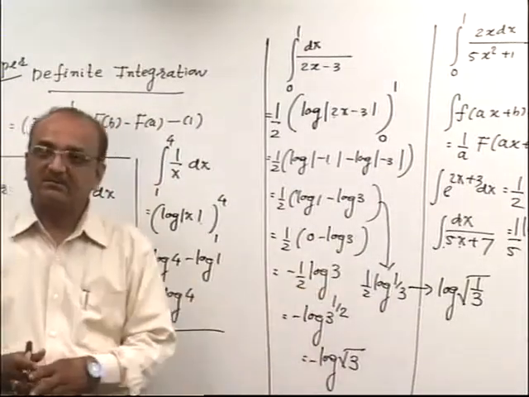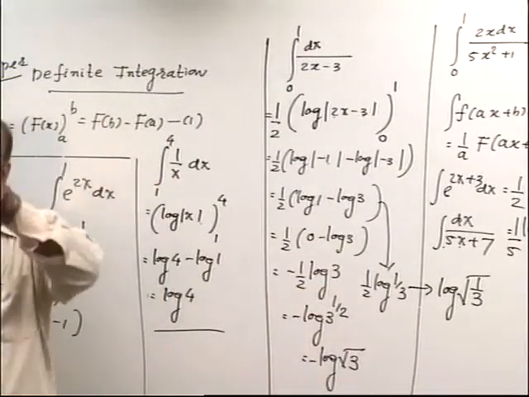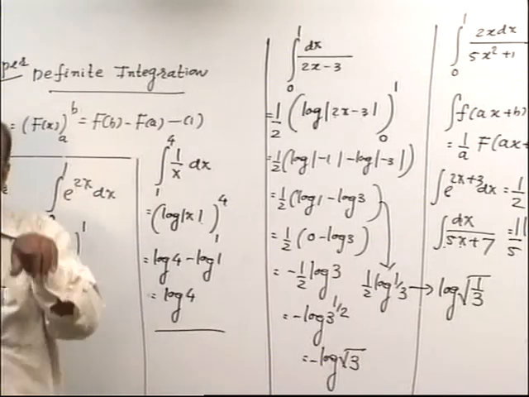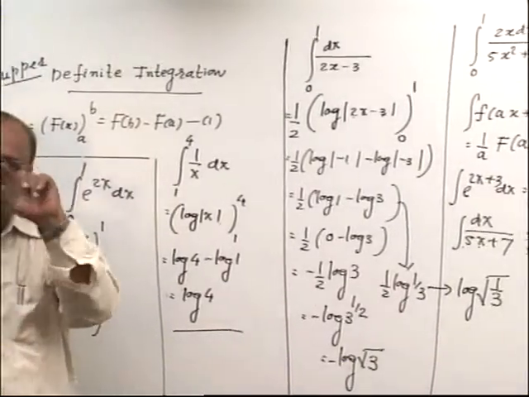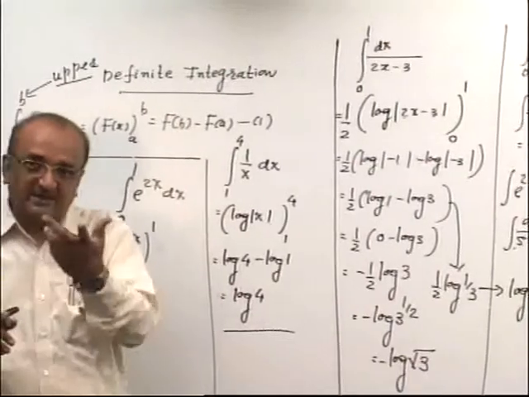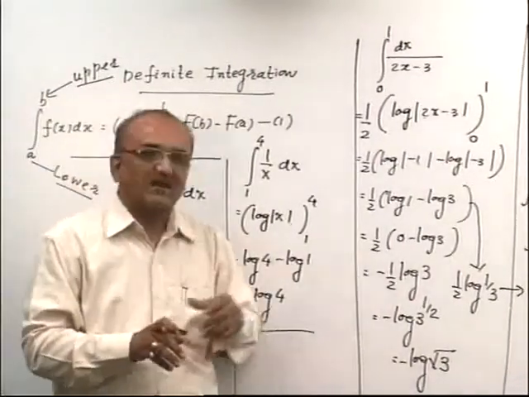Clear? These are various options you will get. The question is the same, you are getting various options. The exam may put this option as minus 1 half log 3.